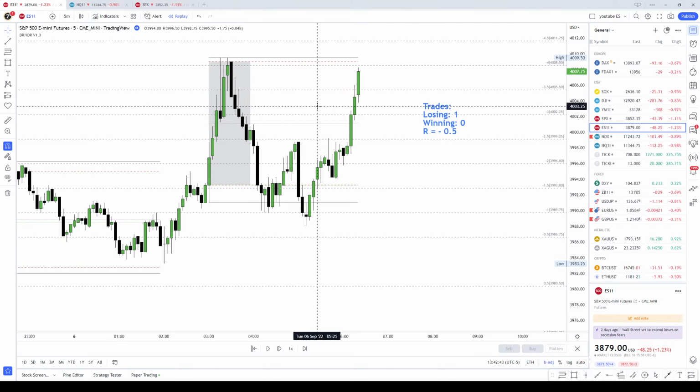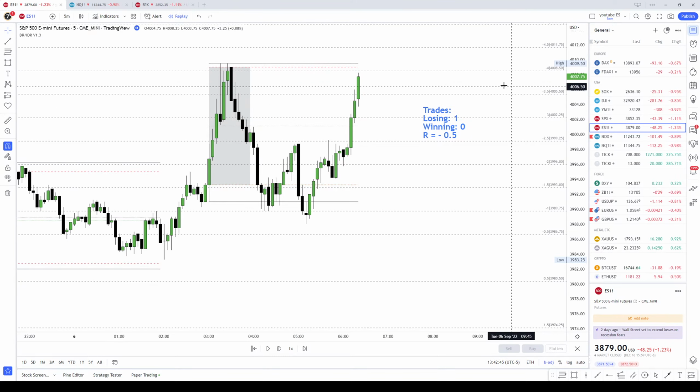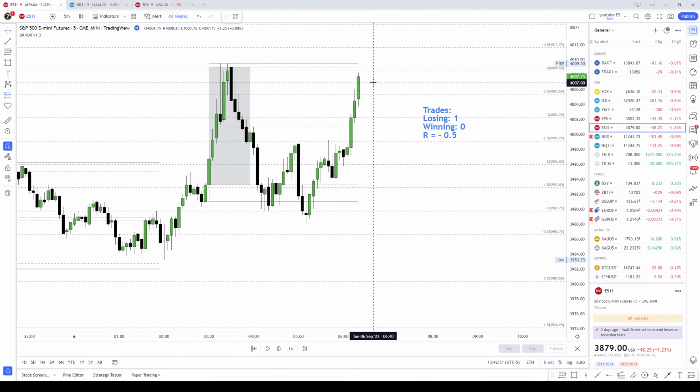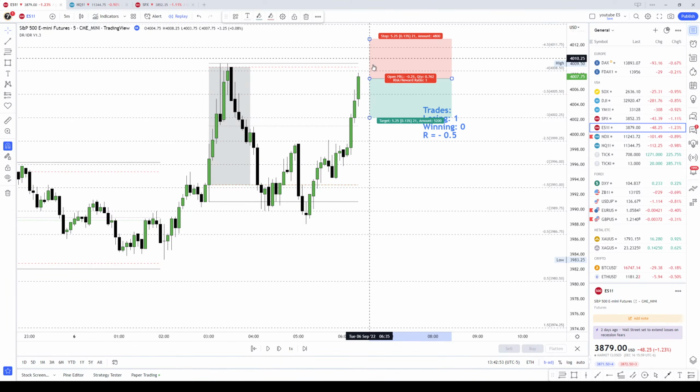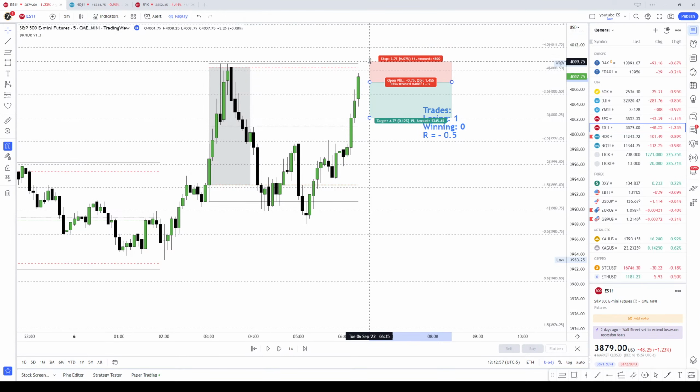So now we're getting another setup, a retirement setup, and this time I will take this. So I would enter directly here somewhere. Let's be fair, let's say I enter here. My stop would be 1, 2 ticks above, and my target would be a new low.